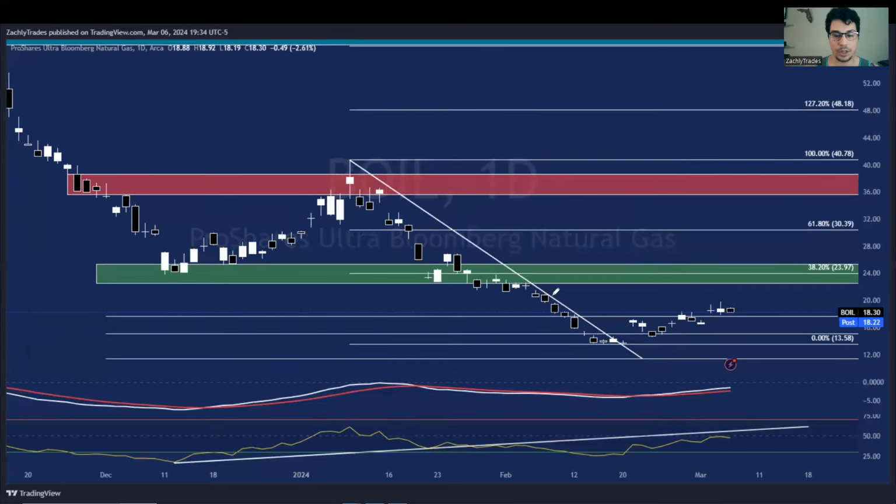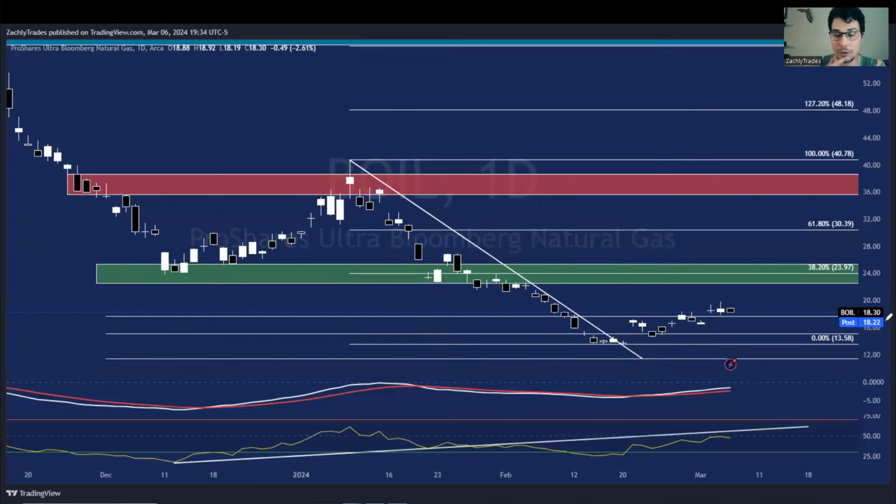Same thing as UNG. If we can build a nice base here, that's going to be a really good look. And then we can look to potentially see if Boyle can head back up to $30. That's going to be your next overhead target, okay? But at the moment, just like UNG, we got that gap fill reversal here, right? Where we came back down, filled the gap, moved up. Boyle has a gap down to fill, okay? Right around $17, roughly right around that area. So you want to keep that in mind.